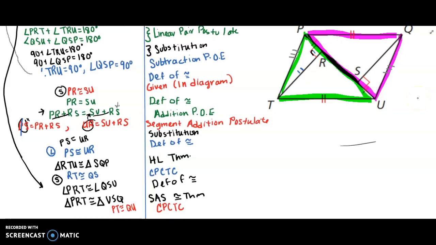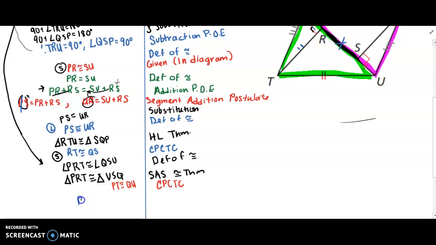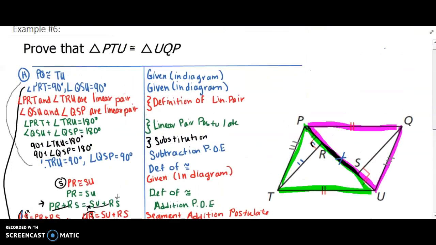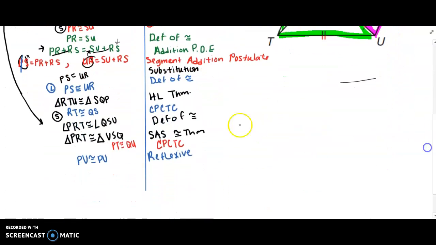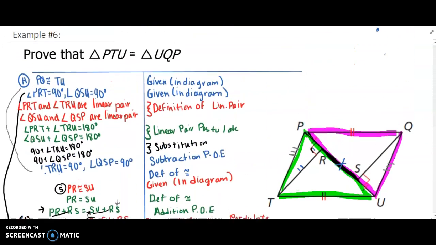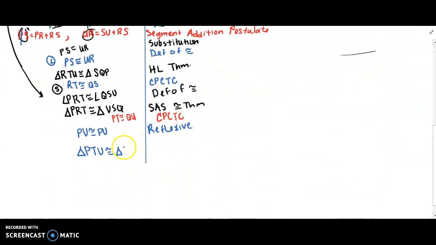All right, guys, the only thing we need to add here is that they share side PU. So I could say that PU is congruent to PU by the reflexive property. And that's my third side. I know all three sides now. So I can say that triangle PTU is congruent to triangle, let me scroll back up here, UQP by the side-side-side congruence theorem.